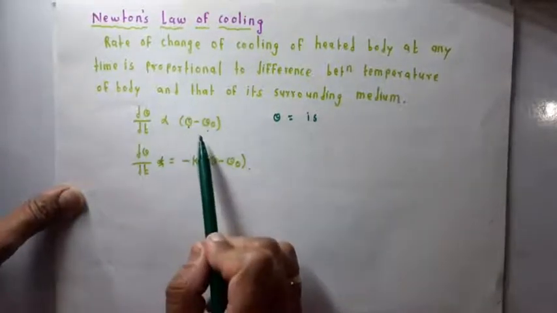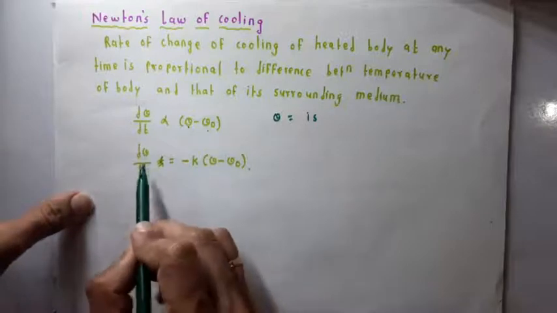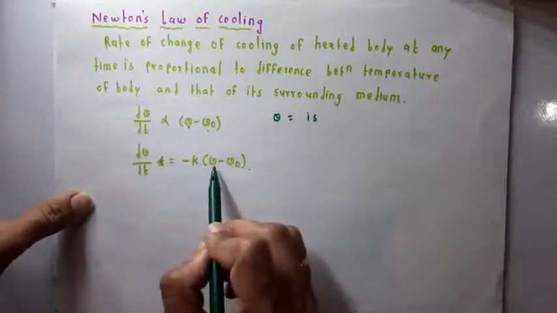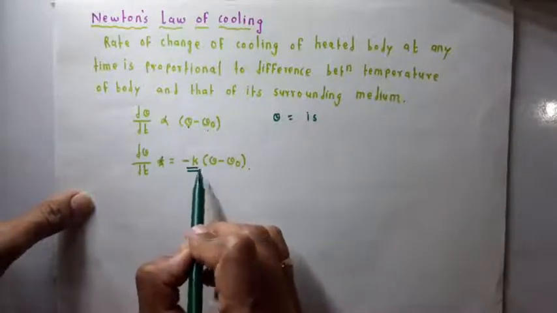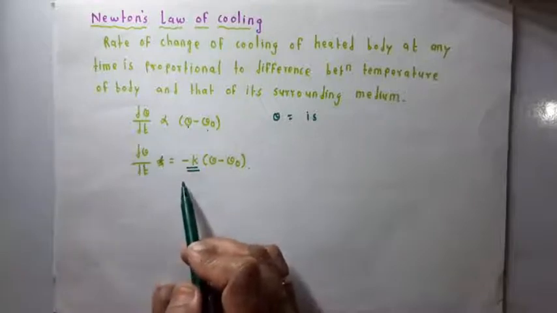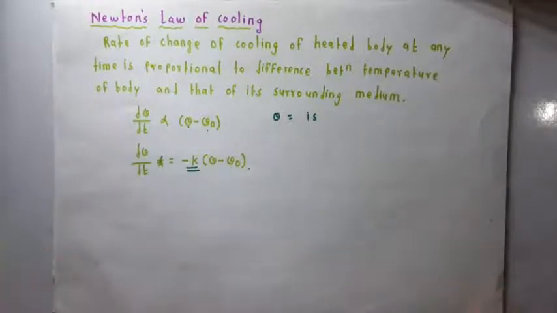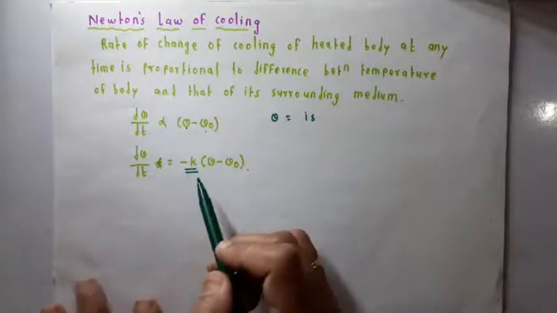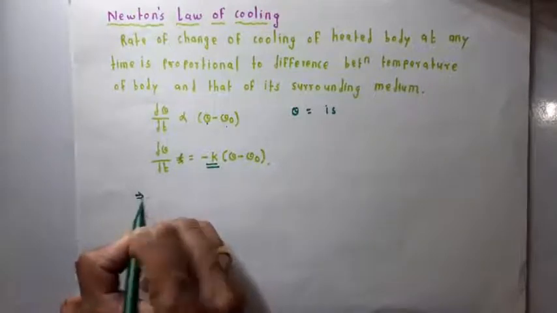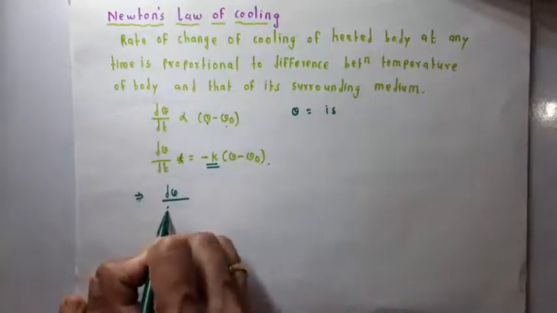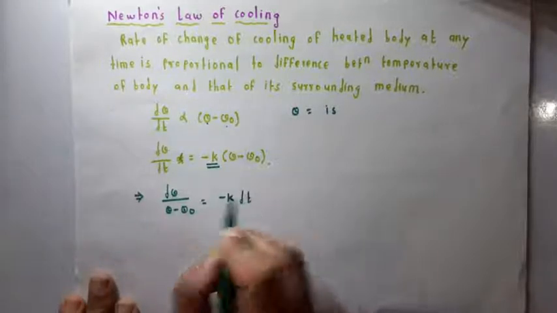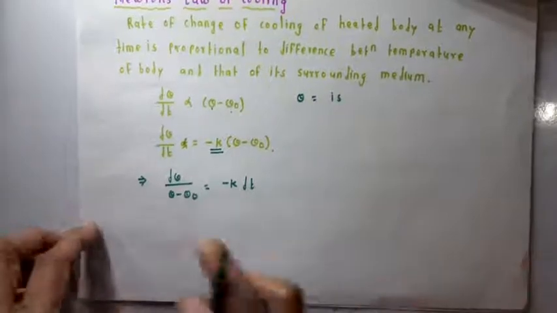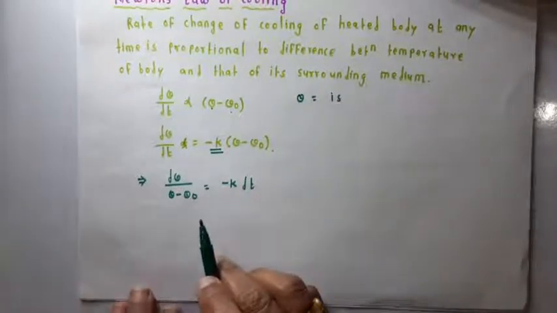This is according to the statement, and this implies d theta by dt equals minus k into (theta minus theta 0). Also we have considered the proportionality constant k to be negative. Why? Because the temperature is decreasing continuously. As the temperature is decreasing, that's why k is negative here. And again this gives d theta upon (theta minus theta 0) equals minus k into dt. And this is nothing but the differential equation in variable separable form.